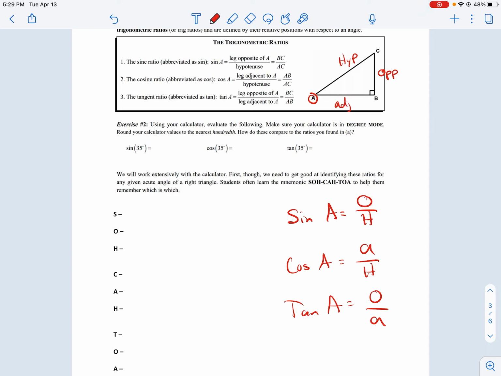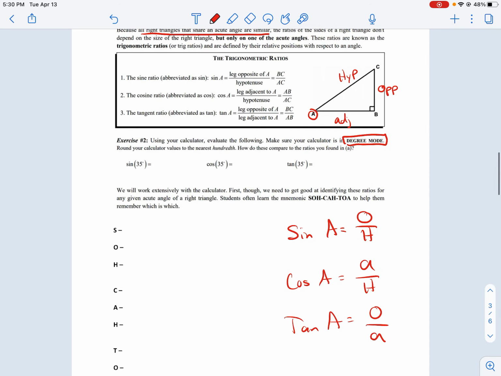And so these ratios will eventually allow us to find any sort of side or angle we may need for these right triangles. Okay, but for now we're just again focusing on the ratios. So it says using your calculator, evaluate the following. Make sure your calculator is in degree mode. I'll make sure to discuss that in class and how to get there, but you need to have it in degree mode. Round your calculator values to the nearest hundredth. How do these compare to your ratios found in A?